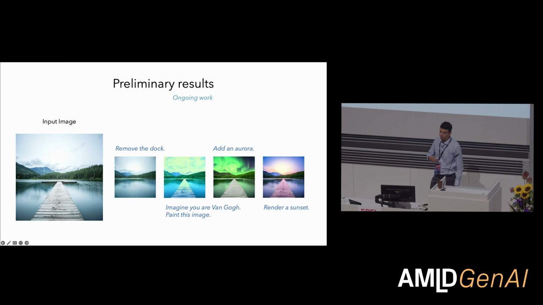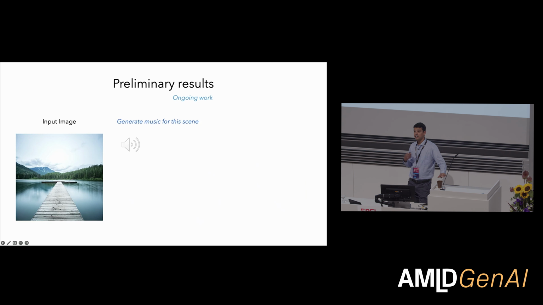Here I've asked it to remove the dock, which means it can do object deletion. You can do style transfer. You can say, imagine you're Van Gogh and paint this image. You can add some fun elements to this, like an aurora. You can render a sunset. Then, of course, you can generate music for this scene. So you can say, based on this scene, can you generate a 4-second clip for me?